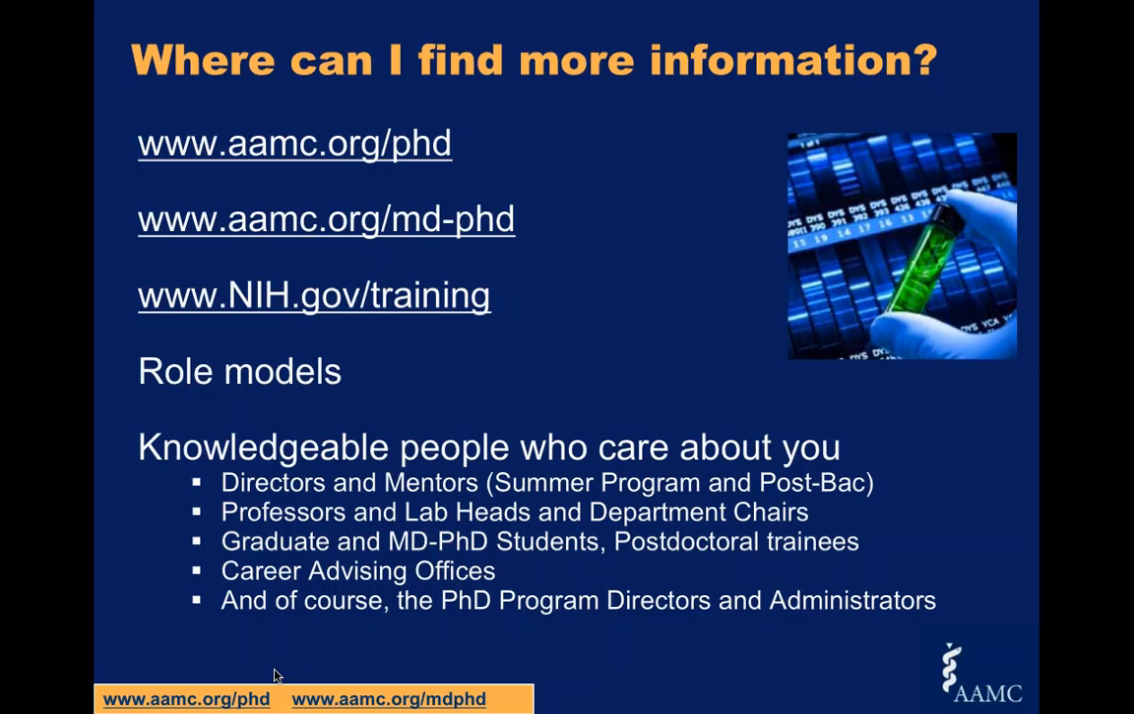Another way to find information is to reach out to people who have gone before you, who could be role models for you, other scientists. And then people who care about you, directors and mentors of your summer programs, any program that you're part of as an undergraduate or a postdoc, professors that you have worked with or people above them or department chairs. Definitely reach out to current graduate and MD PhD students. They often are fantastic sources of experience because they're living that experience right now.